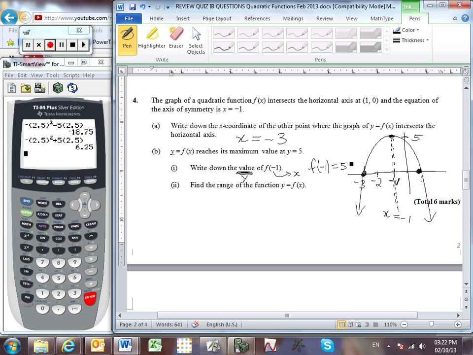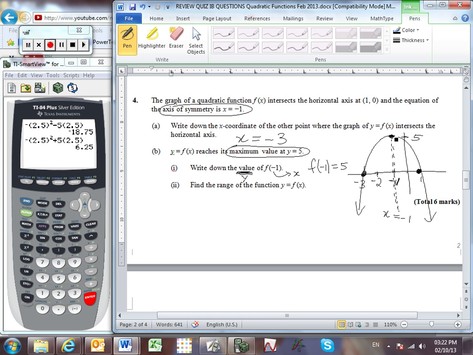The question's really just asking whether you can correlate this information, the maximum value at y equals 5, along with the axis of symmetry at -1, to figure out what your y value must be at that axis of symmetry, which is, of course, your vertex and your maximum value.